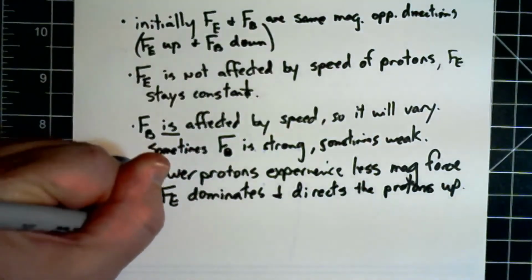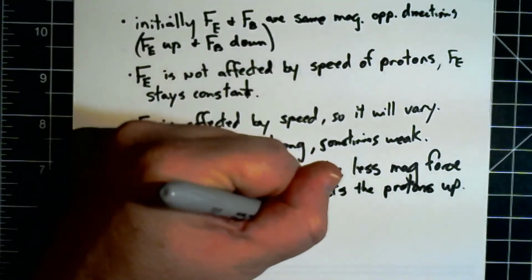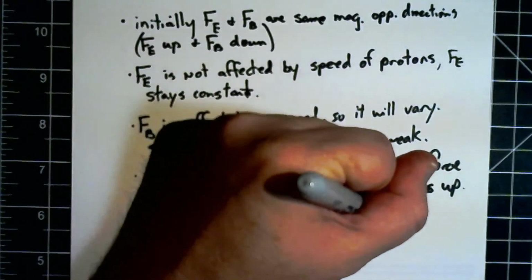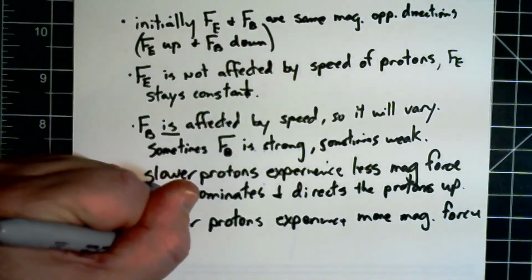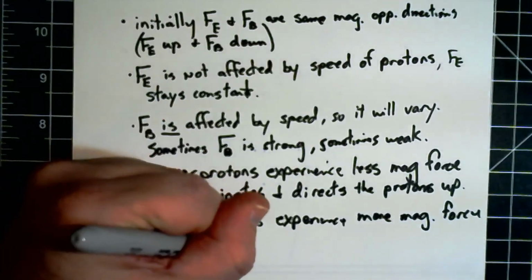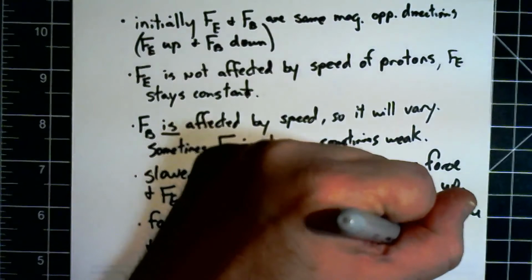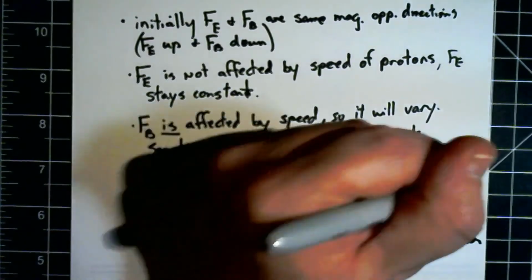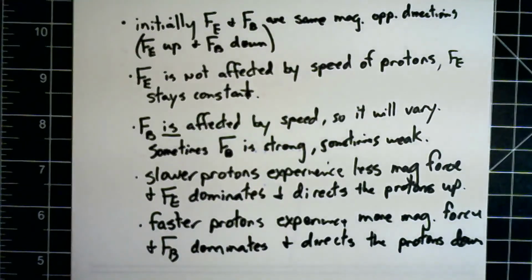And then you also need to say the faster protons experience more magnetic force, and the magnetic force dominates and directs them down. And so those are the minimum things that they're looking for in this particular paragraph. You also needed to write it as a paragraph. You needed to write it logically, and make sure you don't contradict yourself. But if you included all those points, you would have gotten full credit for that paragraph length response.